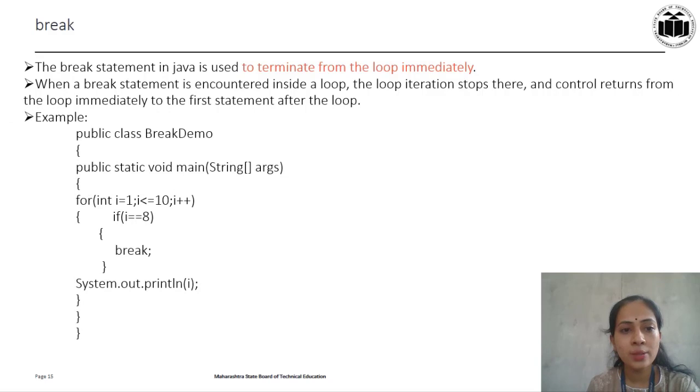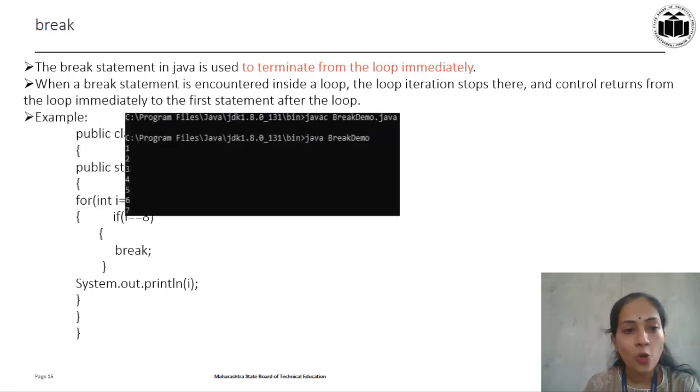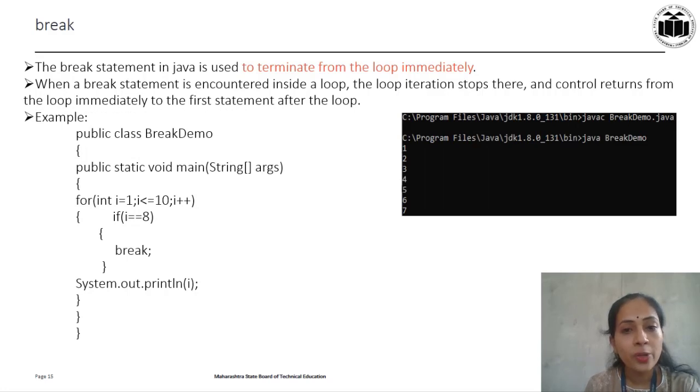Here is the simple example to demonstrate the use of break keyword. So here, as you can see, I have used a for loop. In that for loop I have assigned i is equal to 1, i is less than or equal to 10, and i plus plus. And inside the for loop I have given the condition that is if i is equal to 8. So the output is it will print 1 to 7. So after 8 the loop will break. So the output is 1 to 7.